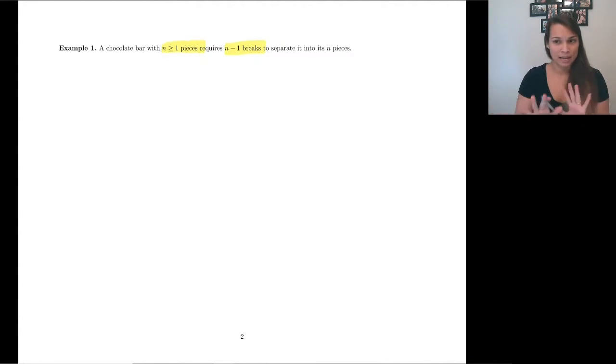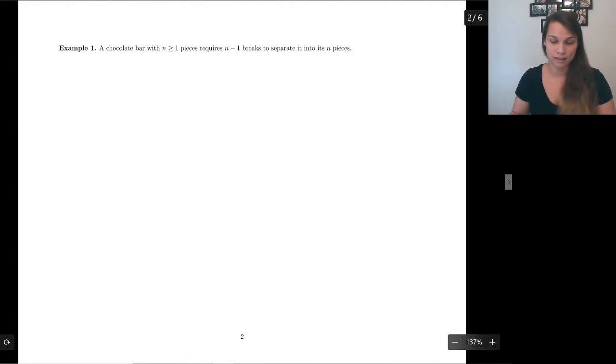So notice it didn't say anything about how we're separating them. It's just going to take n minus 1 breaks. So if you go row by row, or if you always break it in half, same number of breaks. There's no efficient way to do that, which is kind of interesting. Let's see if we can prove this.